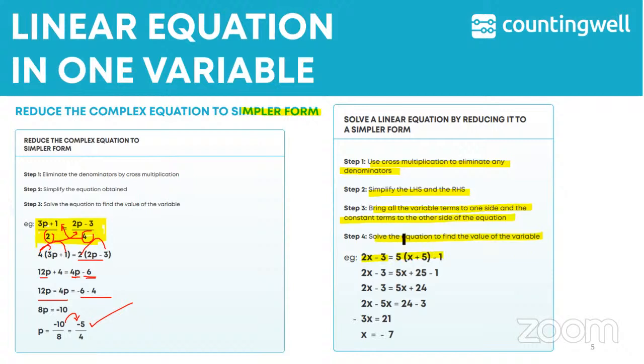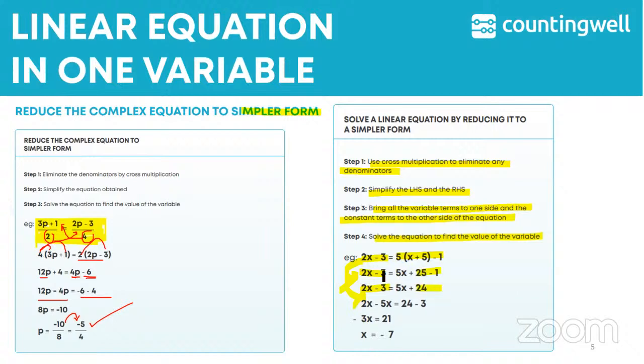Note that 5 is multiplied to x also and 5 is multiplied to 5 also on the RHS. So on the LHS we'll carry the terms as it is, 2x minus 3 equals, then we multiply 5x plus 25 and minus 1. Again we simplify the LHS. There is nothing to simplify on the LHS. So we carry the step as it is, 2x minus 3. Then we have 5x plus 25 minus 1, which is 24.